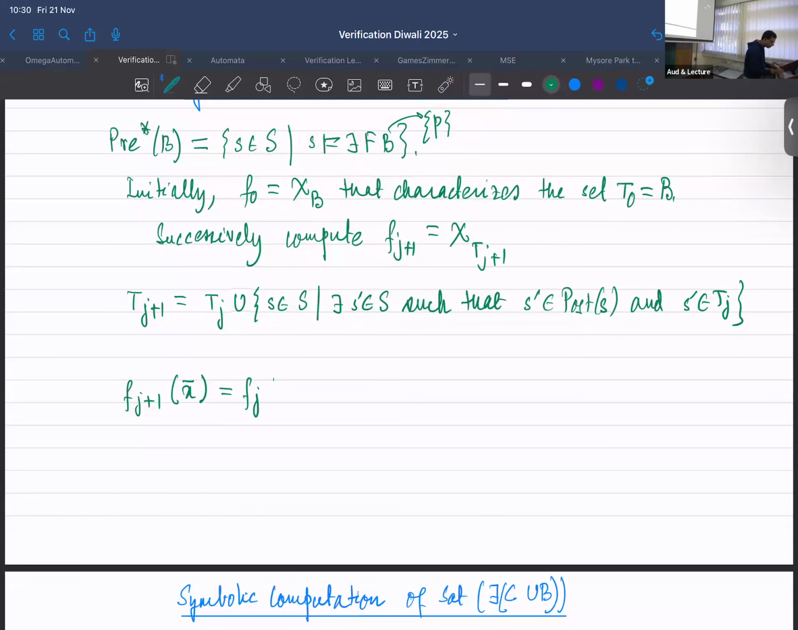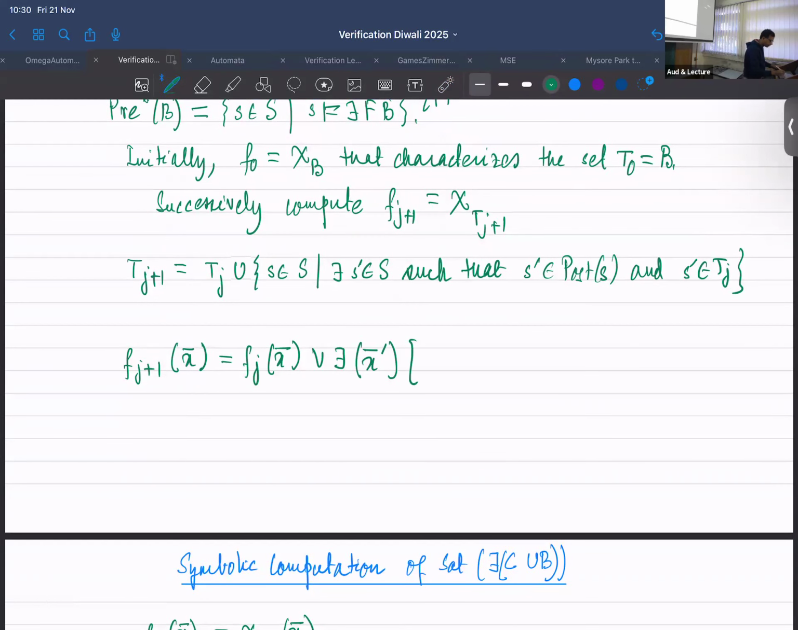So I will have f_j(x̄) or there exists some x̄' such that the transition relation delta of (x̄, x̄') and f_j(x̄'). The existence of x̄' essentially says that there should exist such a successor. Is it clear? This is what f_{j+1} is. We are just computing the Boolean function like this.